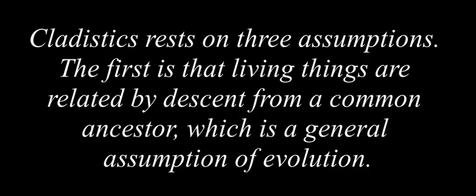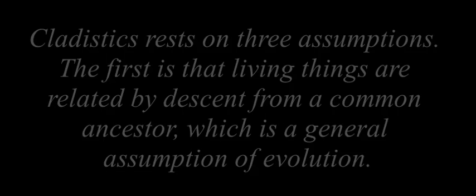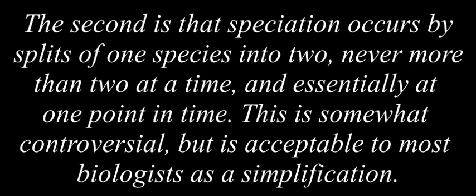Shared characteristics. Cladistics rests on three assumptions. The first is that living things are related by descent from a common ancestor, which is a general assumption of evolution. The second is that speciation occurs by splits of one species into two, never more than two at a time, and essentially at one point in time. This is somewhat controversial, but is acceptable to most biologists as a simplification.